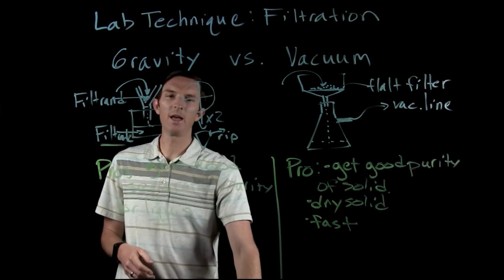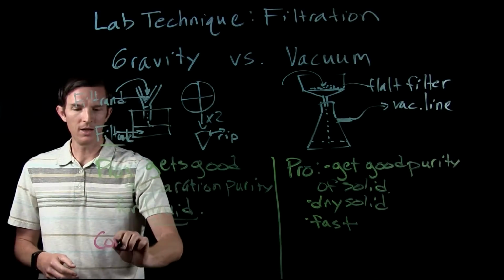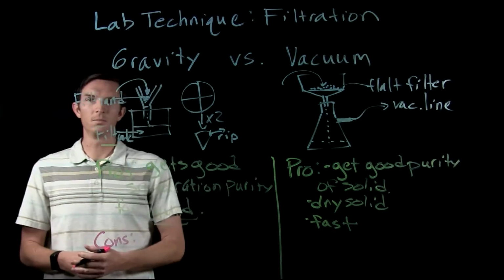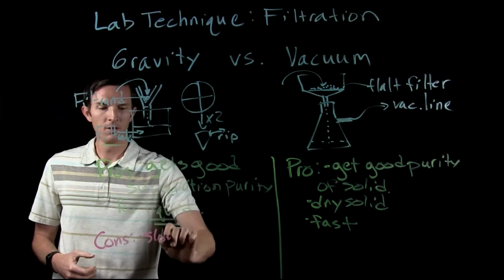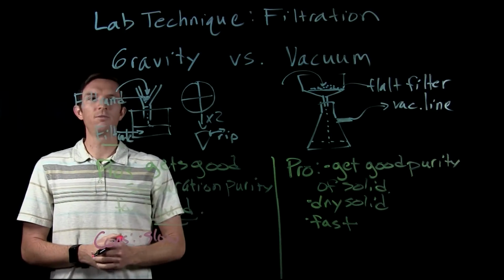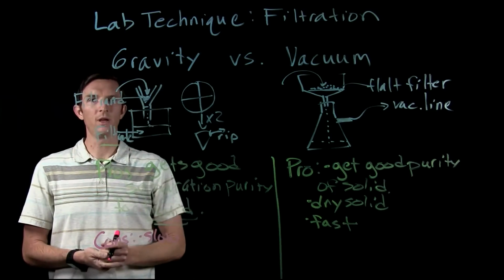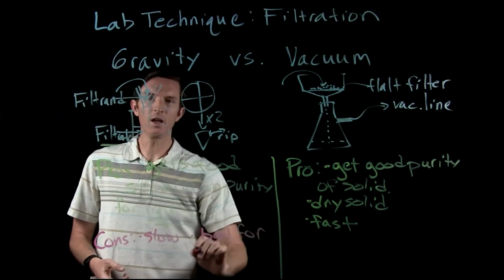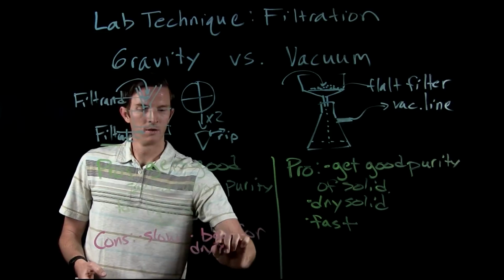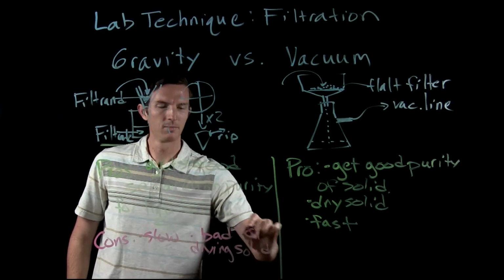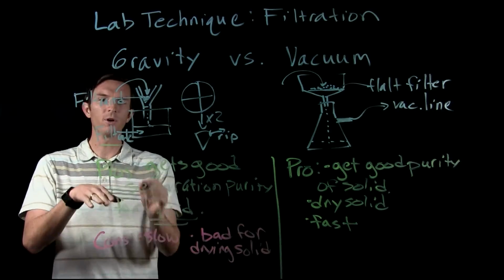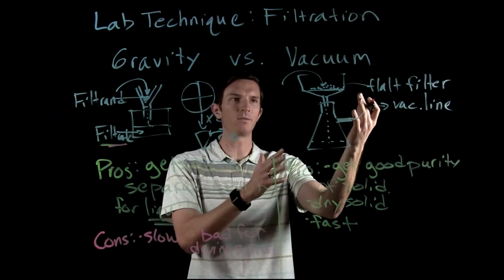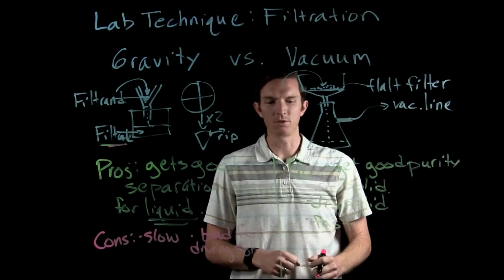Now let's talk about what would be the cons of these two. Why would we not want to do gravity filtration or vacuum filtration? First off, it's fairly slow to do gravity filtration. It usually takes a little while for gravity to pull that liquid through. And it's not good for drying our solid. So again, if we're focused on the filtrate, we probably would want to do gravity filtration. If we're focused on the crystal leftover, we would probably want to do vacuum filtration.